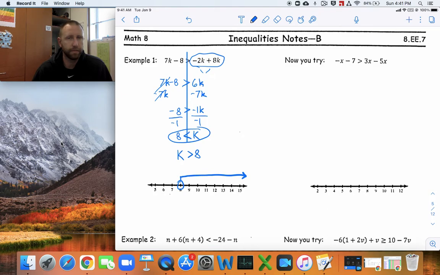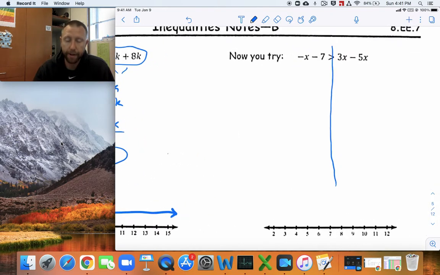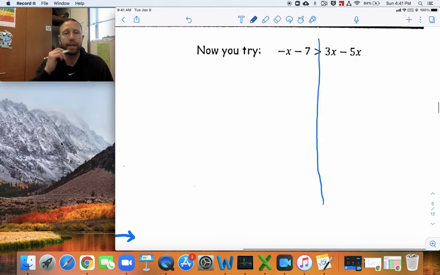Did you pause it? Are you just watching me to see what you get? All right, well, let's do it together then. So here I've got my wall. I noticed the same thing, right? I've got variables on both sides. That's the first thing I noticed, but I see I can combine the ones on the right. So 3x minus 5x is negative 2x. Bring down my greater than symbol, and I still have my negative x minus 7.